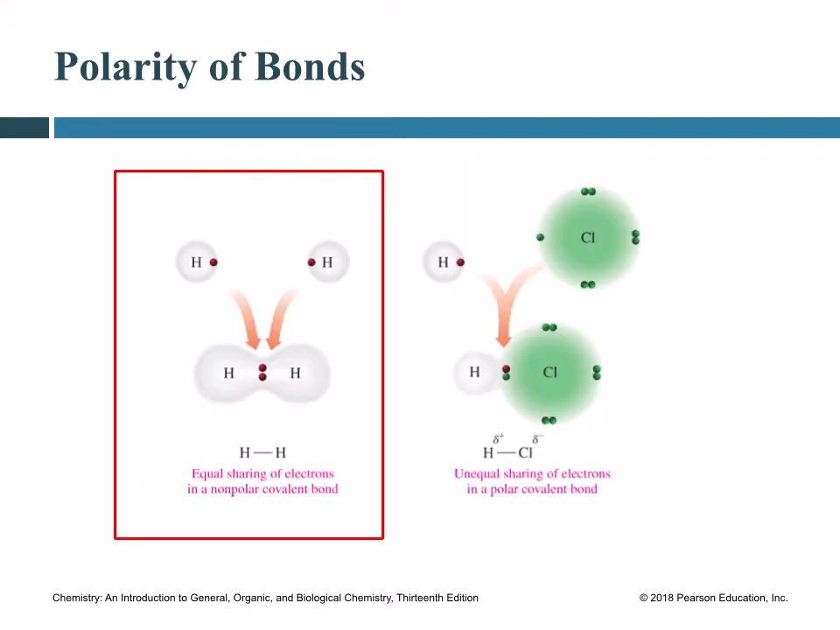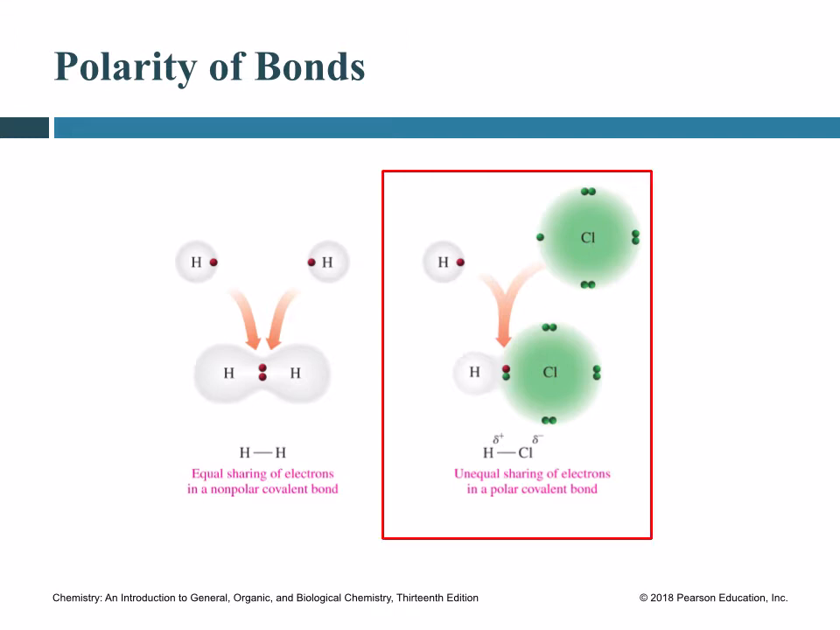When bonding electrons are shared equally, as in hydrogen, the bond is a non-polar covalent bond. But when bonding electrons are shared unequally, as in hydrogen chloride, the bond is a polar covalent bond. We use the difference in electronegativity values between the bonding atoms to determine bond polarity.